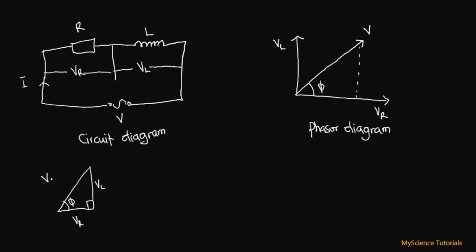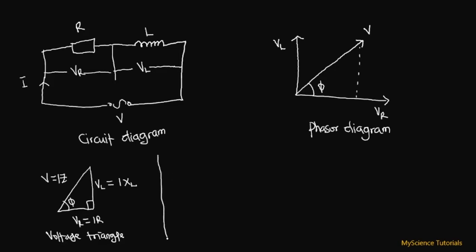Now, the applied voltage is equal to IZ. The Z over here is what we call the impedance, which is the overall opposition to the flow of current in any AC circuit. The inductive voltage is the product of the current multiplied by the inductive reactance XL, and VR, we know, is equal to IR, which is current multiplied by the resistance. So this is what we call the voltage triangle.